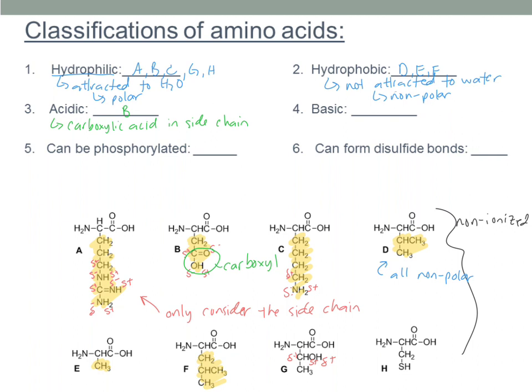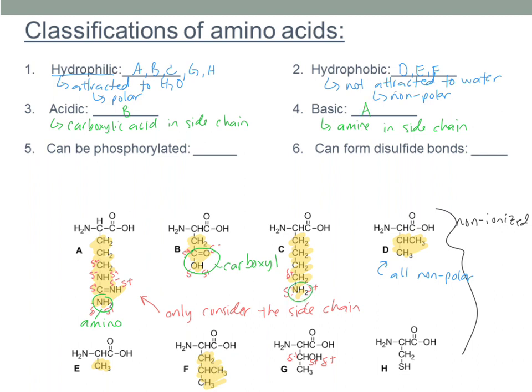When we're talking about basic amino acids, now what we're looking for is the basic functional group, or in other words, an amine. We're looking for an amine in the side chain. So I'm looking for something with nitrogens or like an NH2. And sure enough, if I look at A, boom, here's an amino group. There's an amine. So I know right off the bat that A would be a basic amino acid.